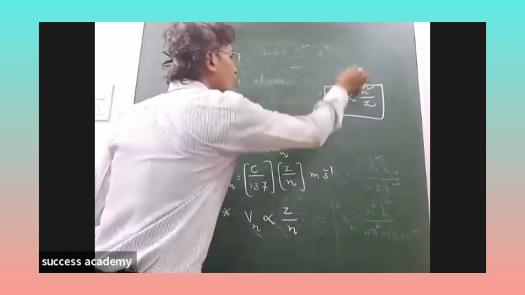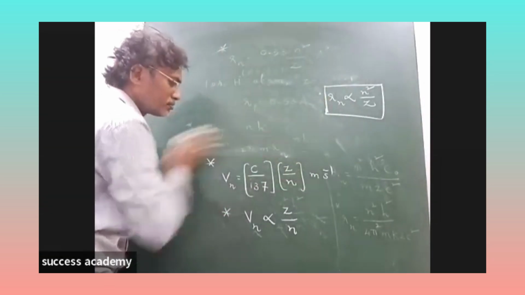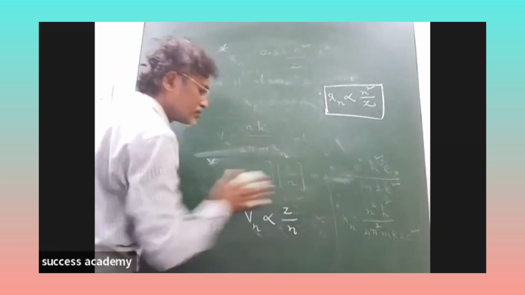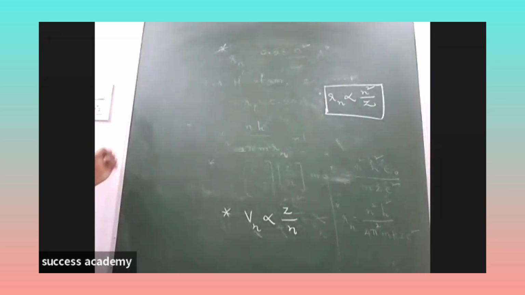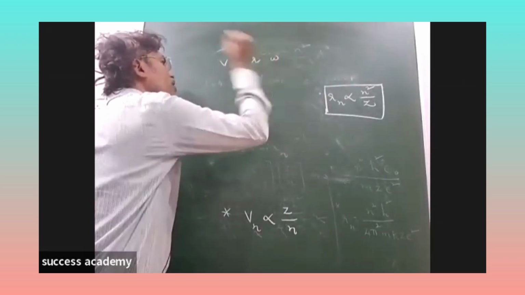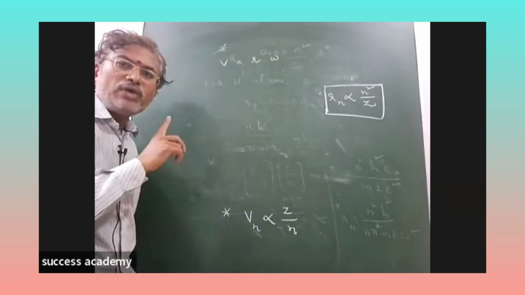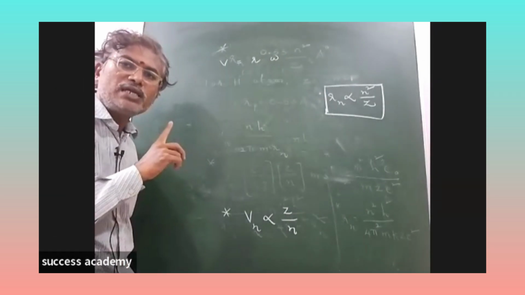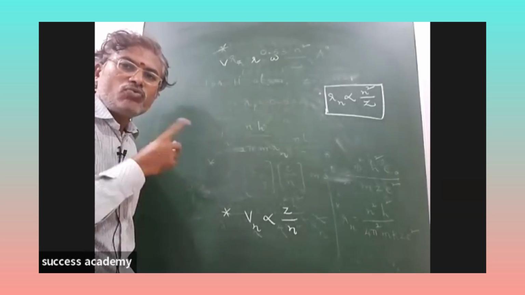With this, we are taking the angular velocity of the revolving electron in the nth orbit. How do we find the angular velocity? As you know the formula, the relation between linear velocity and angular velocity is V is equal to R omega, from the lesson system of particles and rotational motion. V is the linear velocity, omega is the angular velocity.